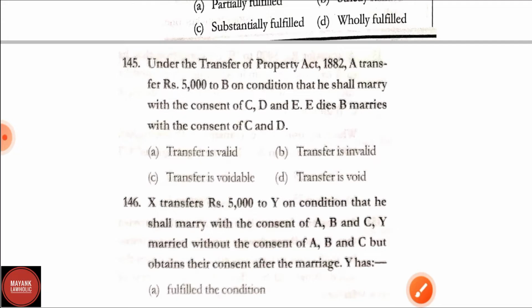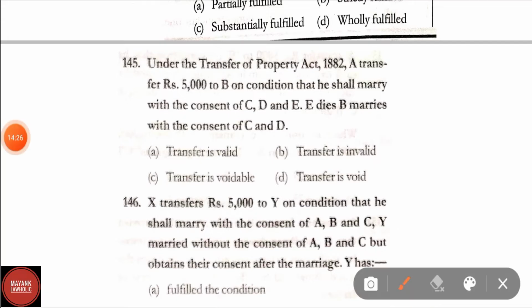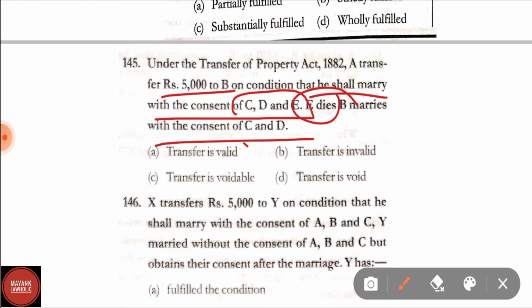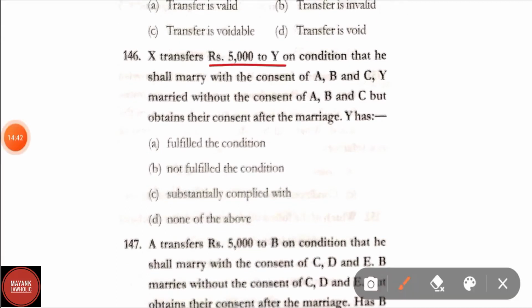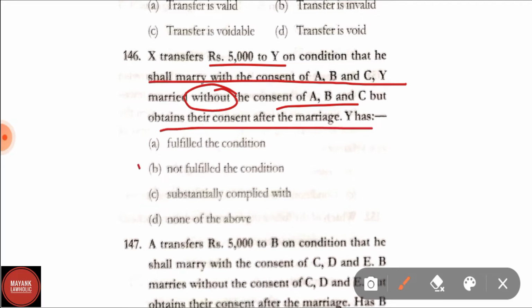Question number 145. Under the TPA 1882, A transfers rupees 5,000 to B on a condition that he shall marry with the consent of C, D and E. E dies, B marries with the consent of C and D. Here the transfer is valid. Option A is the right answer. Question number 146. X transfers rupees 5,000 to Y on a condition that he shall marry with the consent of A, B, C. Y married without the consent of A, B and C but obtains their consent after the marriage. Y has fulfilled the condition, not fulfilled the condition, substantially complied with, none of the above. Here the correct answer is option B, that is not fulfilled the condition.